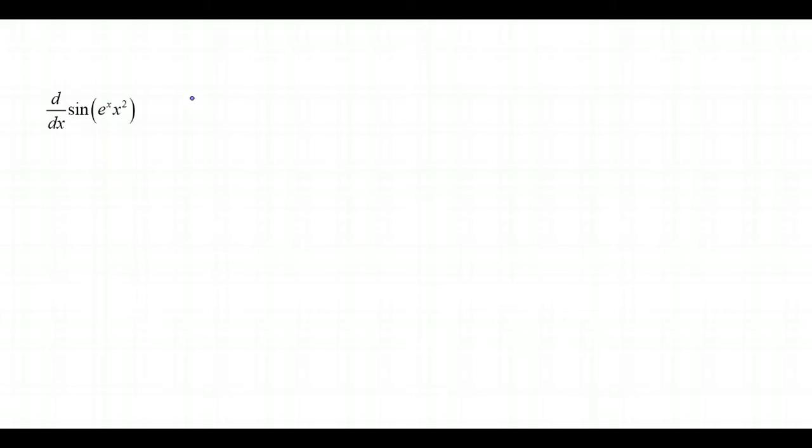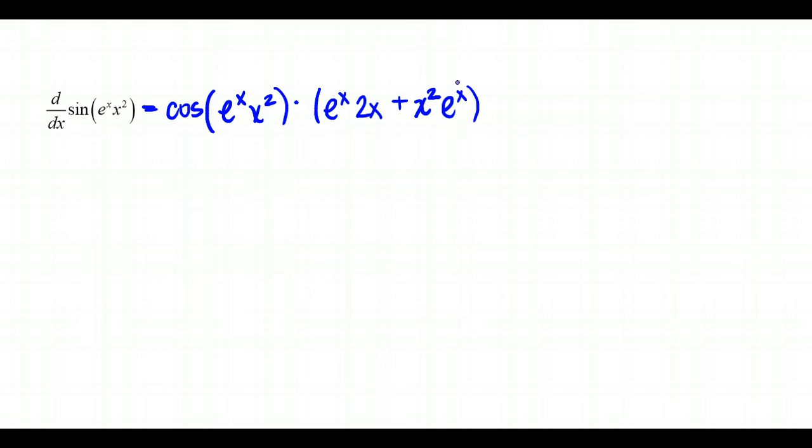So the chain rule says we take the derivative of the outside function, derivative of sine is cosine, and we leave the inside the same. So e to the x times x squared. And then we multiply by the derivative of the inside. So now here is when we're going to use the product rule, because the inside is a product. So the product rule says the first function, e to the x, times the derivative of the second, so derivative of x squared is 2x, plus the second function, x squared, times the derivative of the first, the derivative of e to the x is e to the x.